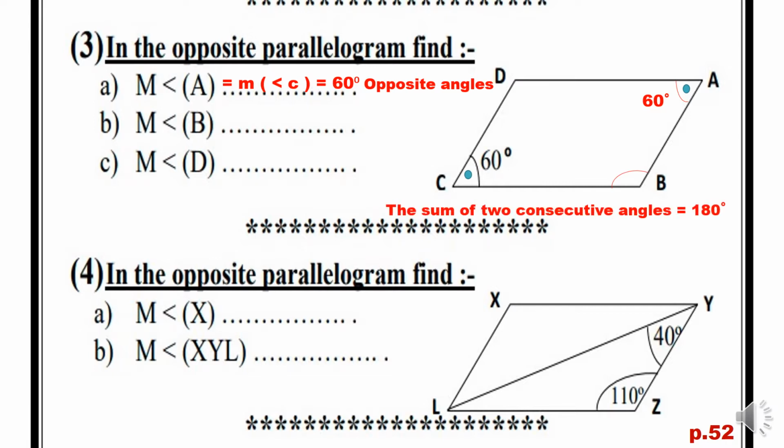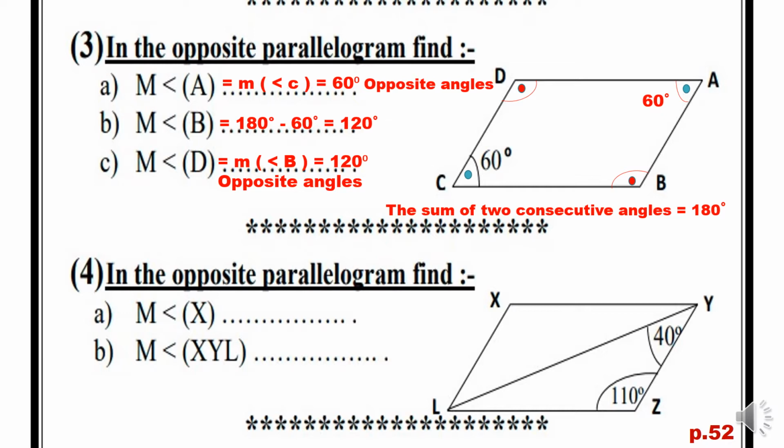We have that the sum of two consecutive angles of the parallelogram is equal to 180 degrees. So measure angle B plus measure angle C equals 180 degrees. So to get measure of angle B, we'll make 180 minus 60 degrees equals 120 degrees. In letter C, measure angle D. Measure angle D and measure angle B are opposite angles. So measure angle D equals the measure of angle B equals 120 degrees, as they are opposite angles.